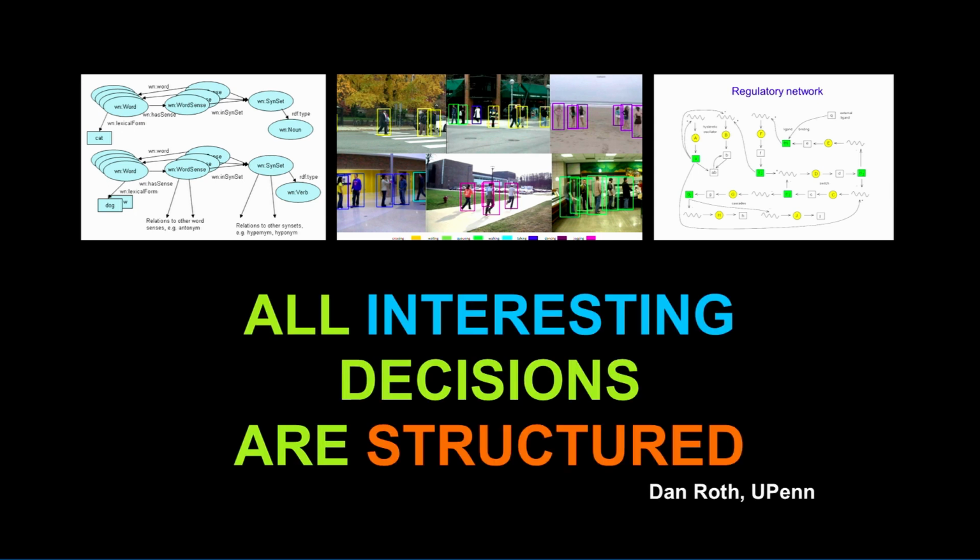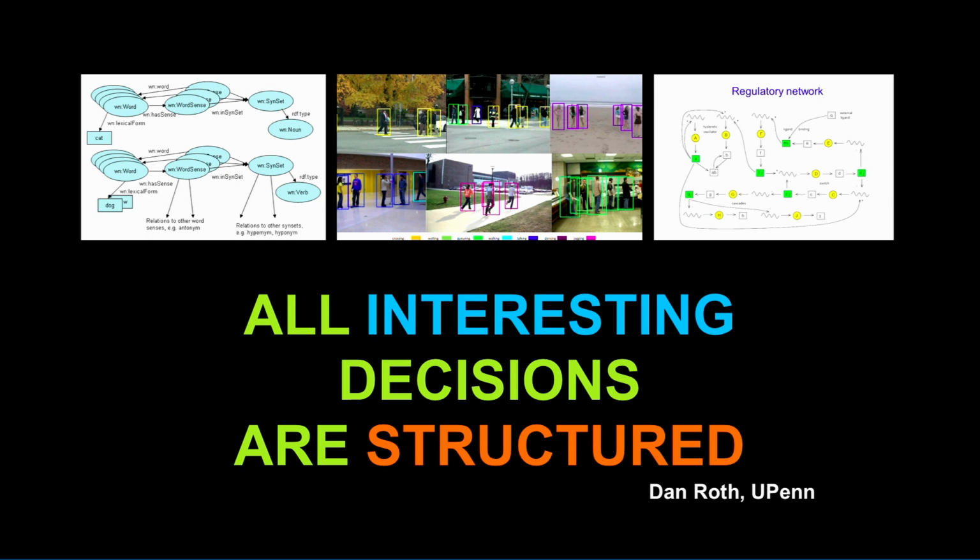And I like this quote from Dan Roth. He says all interesting decisions are structured. So they have little components where you're making decisions, and what you decide in one place, for example the part of speech for one word, will influence what the part of speech for another word is, and what you decide for one object in the image influences what you should infer for the other object in the image, and so on.